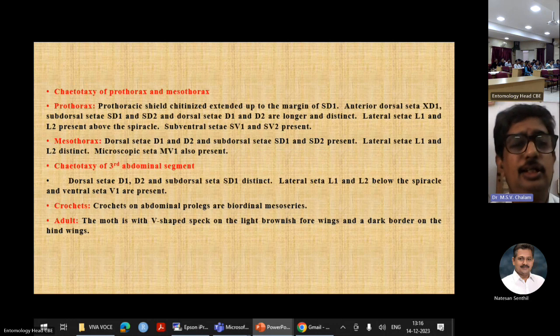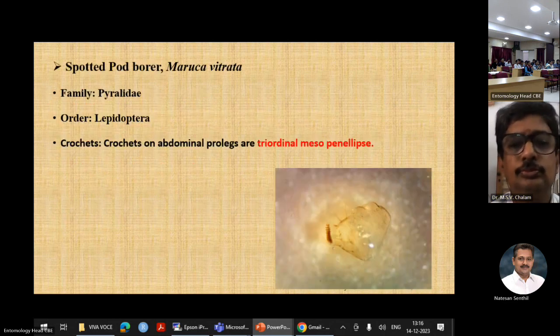You see the Chaetotaxy of the prothorax and mesothorax, the position of the seta. Next one, please. This is about the spotted pod borer, Maruca vitrata. Next one, please.